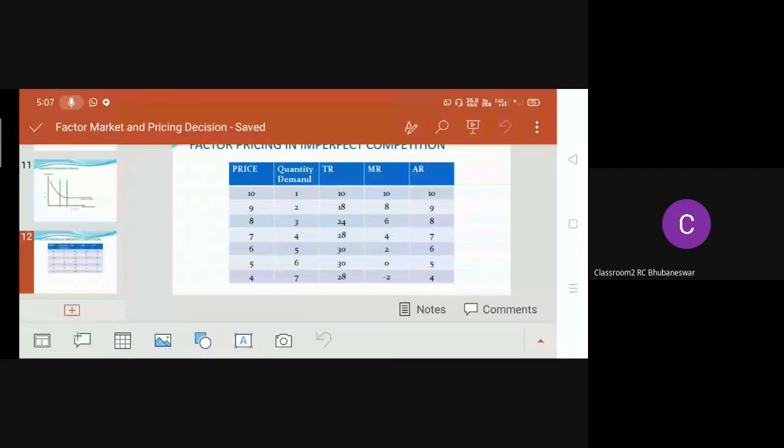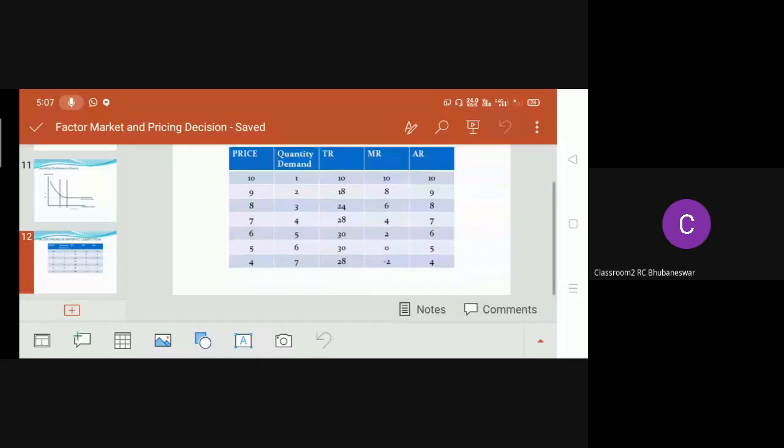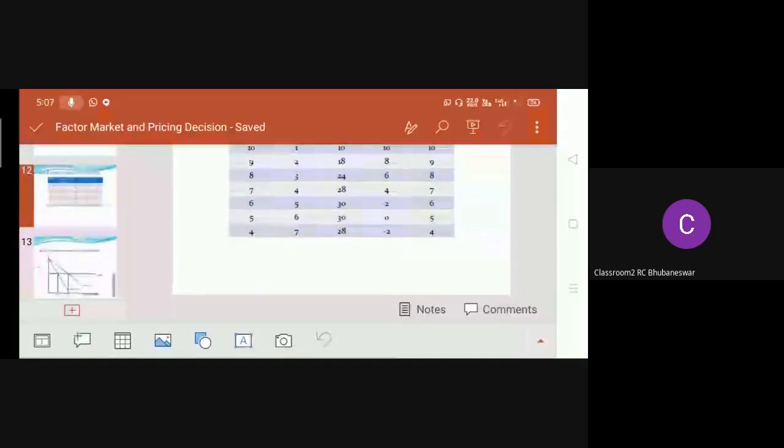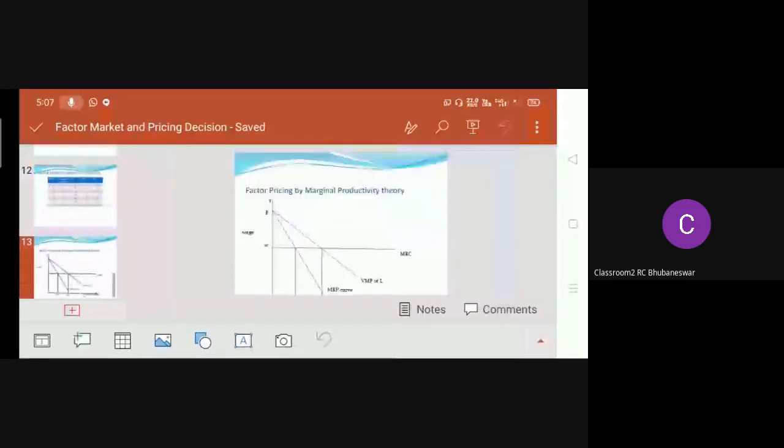Okay, here look at this. When price was 10, average revenue was 10, and marginal revenue was also 10 at the same time. But after that, when price declined to 9, the average revenue also declined to 9, but the marginal revenue is 8. Here there is no similarity between average revenue and marginal revenue. Okay, that is imperfect competition. This table I have already shown you in the previous class.